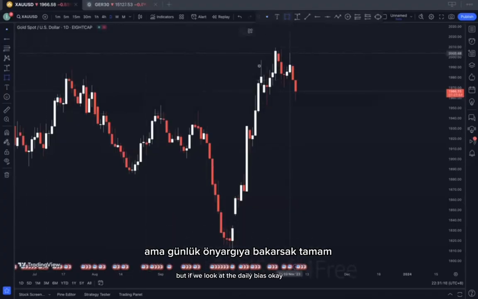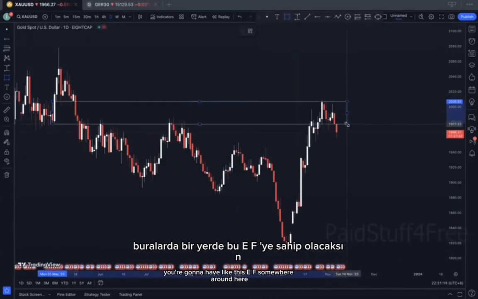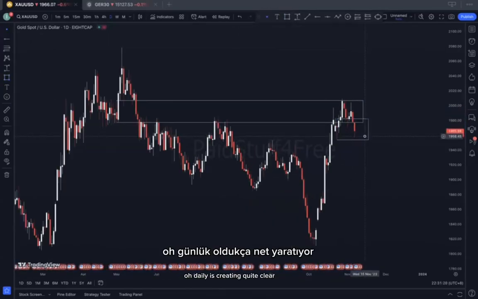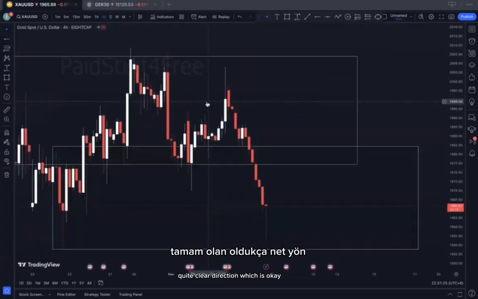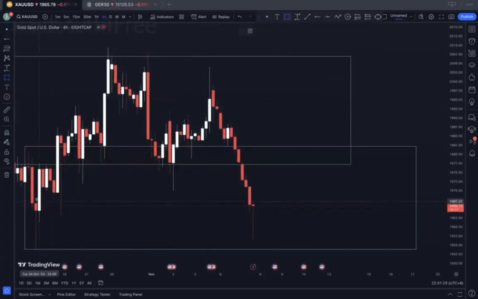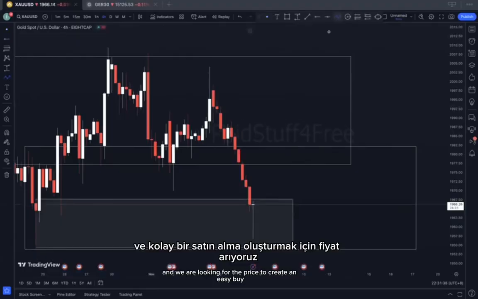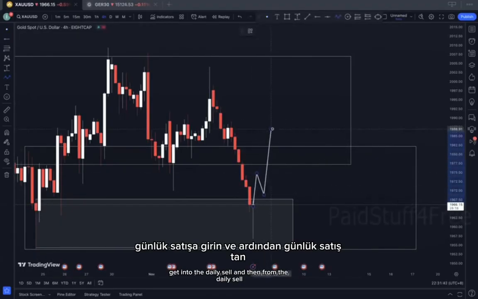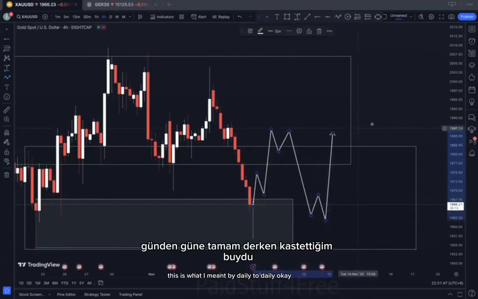But if we look at the daily buyers, of course you're going to have this EF somewhere around here, and then this EG buy somewhere around here. So I can tell that daily is creating quite a clear direction. Inside of the daily buy, we have this daily H4 as an H4 buy, and then focus on this one. We're looking for the price to create an EG buy, make a pullback, get into the daily sell, and then from the daily sell do the same thing again, get into the daily buy. This is what I meant by daily to daily.